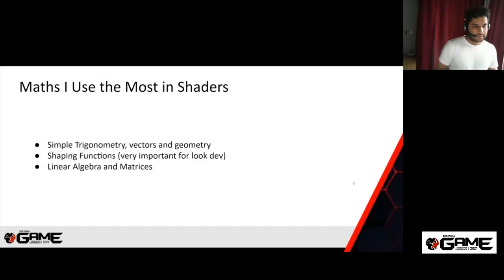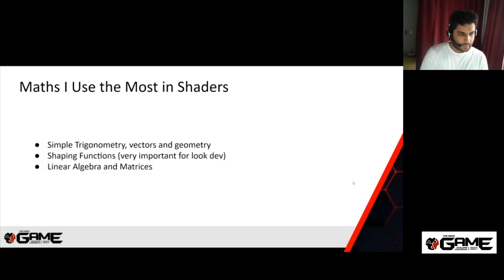So what maths do you need in order to program shaders? This is based on my experiences. If you are, for example, in ray tracing, chances are you also use a lot of statistics, but these are just my personal experiences. The first type of maths you need is what I call simple mathematics from high school. These are things like trigonometry, sine, cosine, vectors. What does it mean to add or subtract a vector? Geometry is just using this simple information to calculate simple properties of 2D and 3D shapes.